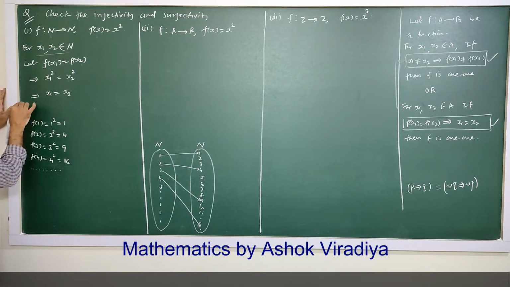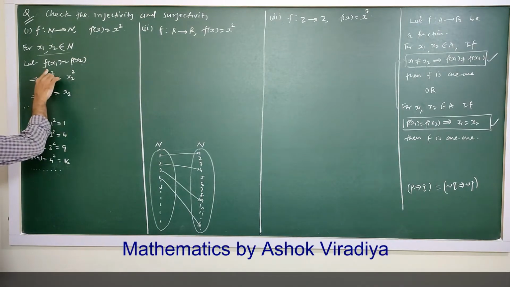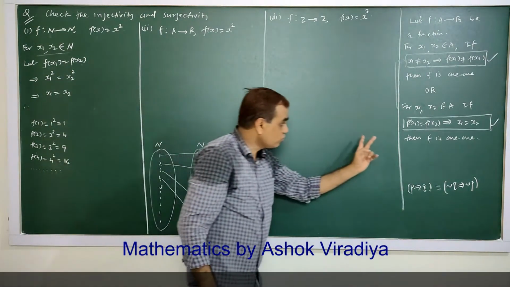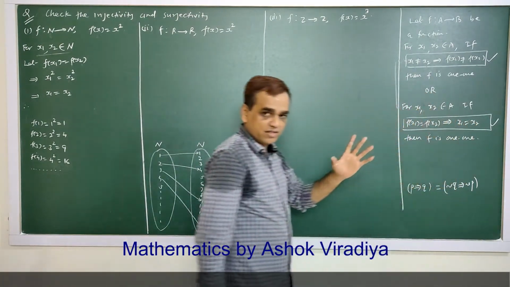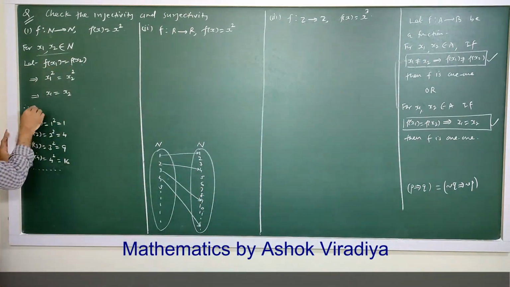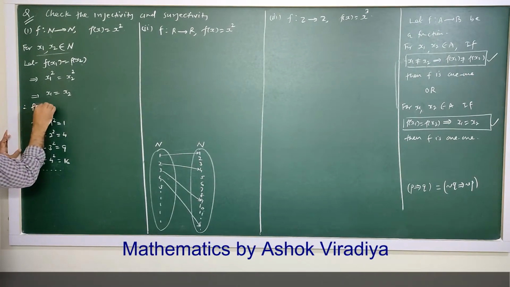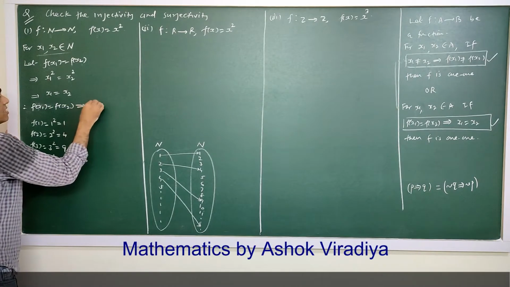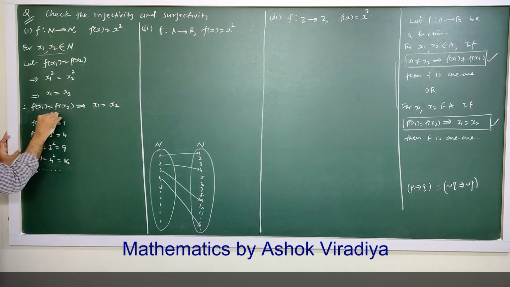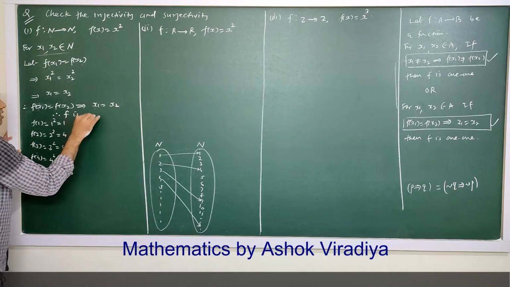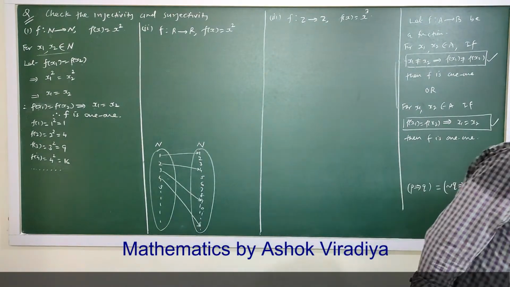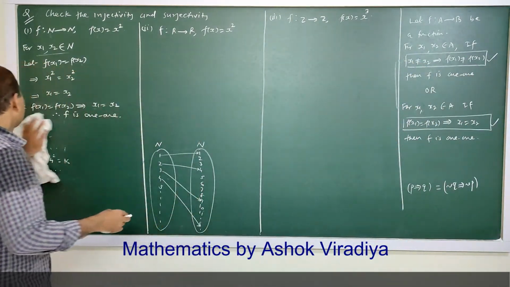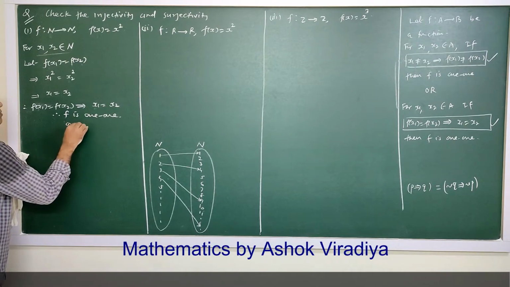So therefore, beginning from f(x1) equal to f(x2), we have shown that x1 equal to x2, so the function is one-one. Therefore f(x1) equal to f(x2) implies x1 equal to x2, so the function is one-one, or we can say this function is injective. It is one-one or injective.